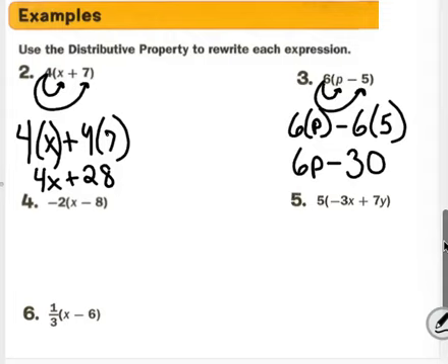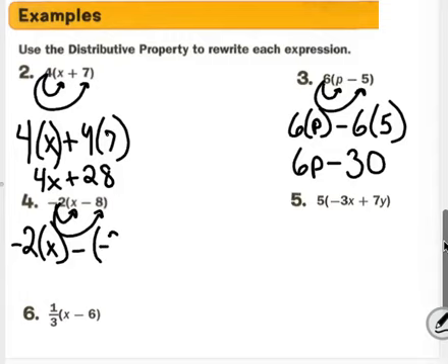We can't figure out what p is because we don't have an equal sign here. All right, number 4. So again, distribute that negative 2 to each term. Negative 2 times x minus negative 2 times 8. I'm using kind of a double parentheses because I have that minus minus there.